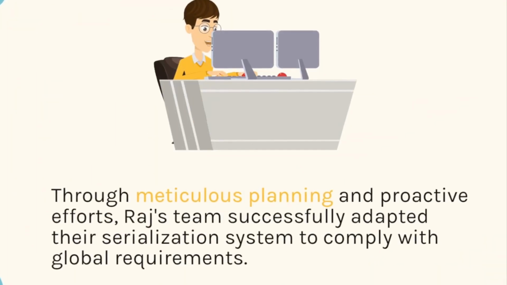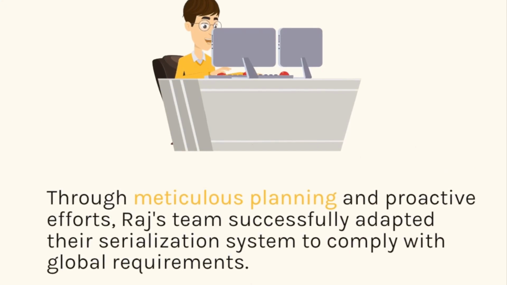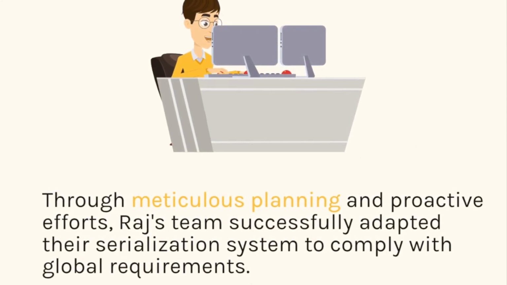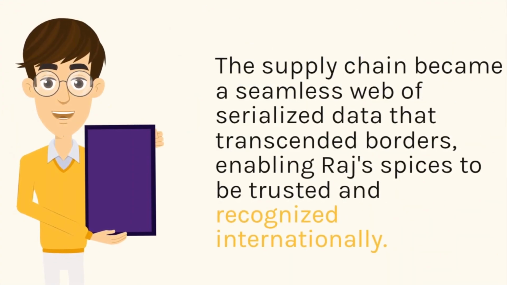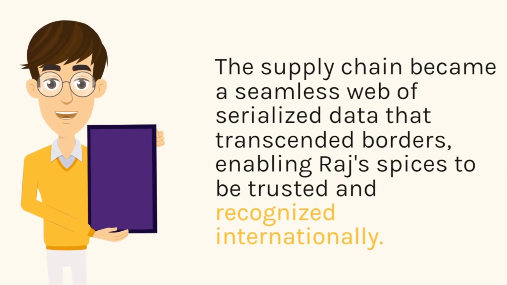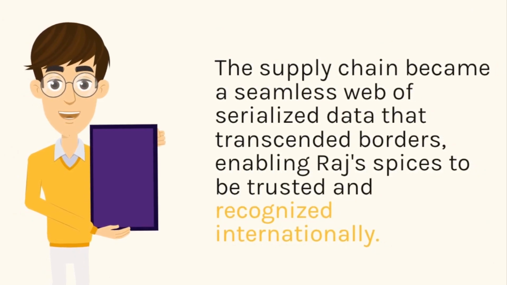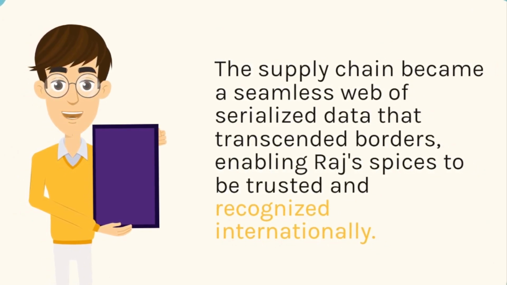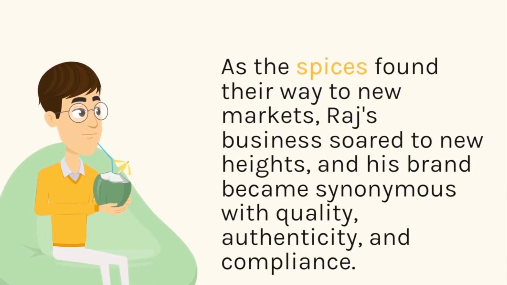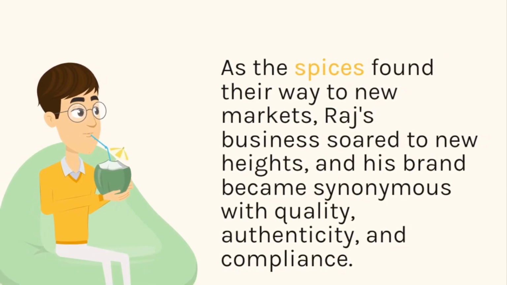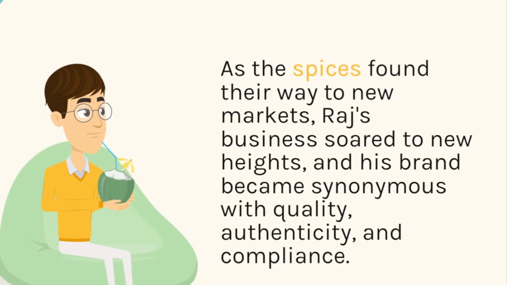Through meticulous planning and proactive efforts, Raj's team successfully adapted their serialization system to comply with global requirements. The supply chain became a seamless web of serialized data that transcended borders, enabling Raj's spices to be trusted and recognized internationally. As the spices found their way to new markets, Raj's business soared to new heights, and his brand became synonymous with quality, authenticity, and compliance.